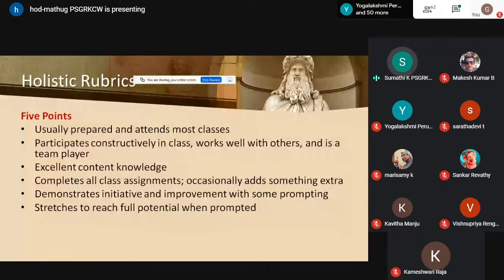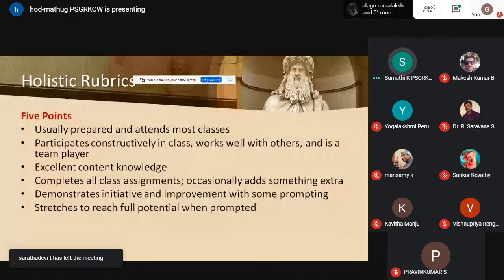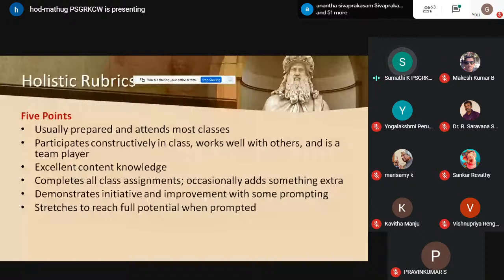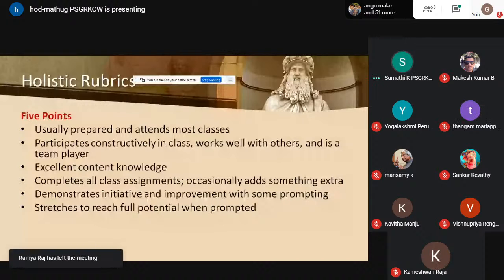My main criteria is attendance inside the classroom, and the second one is attendance. The third criteria is extremely good knowledge. The fourth criteria is that he must either be a leader or a team player. So likewise, I have summarized a few criteria for class participation. So my rubric is based on these criteria I have given.